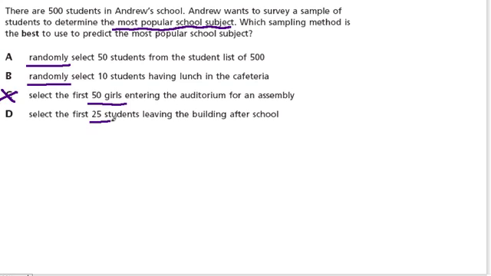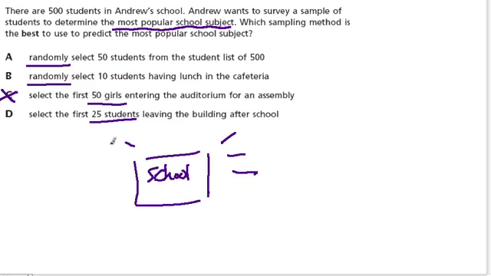Select the first 25 students leaving the building after school. Well, why are these students the first ones leaving the building? Right, here's school. When the bell rings, there's a group of students who come running out. Well, who do they represent? And why are they leaving? They might have an appointment or a reasonable reason to leave, but perhaps they're the type of student who needs to get out of the building as fast as possible. And that's not everybody. Lots of people stay behind in school and do all kinds of activities.